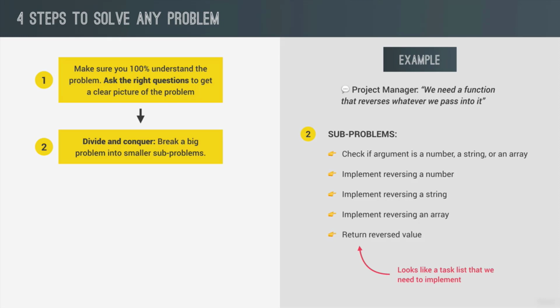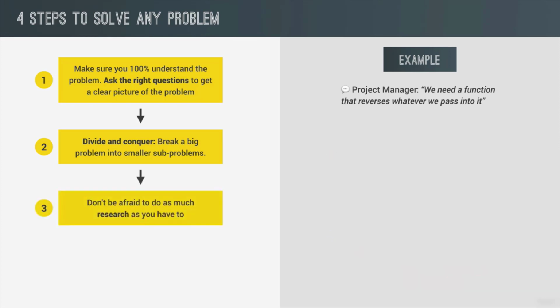Now, sure, this example is a pretty simple problem, but this strategy works just as well for bigger and way more complex problems. In fact, divide and conquer is an essential method of problem solving that is also used a lot outside of programming. Anyway, with this, we have actually already covered the two most important steps of the framework. But now let's say that we actually do not know how to implement one of these subproblems. Well, in that case, we should not be afraid of doing as much research as we have to.